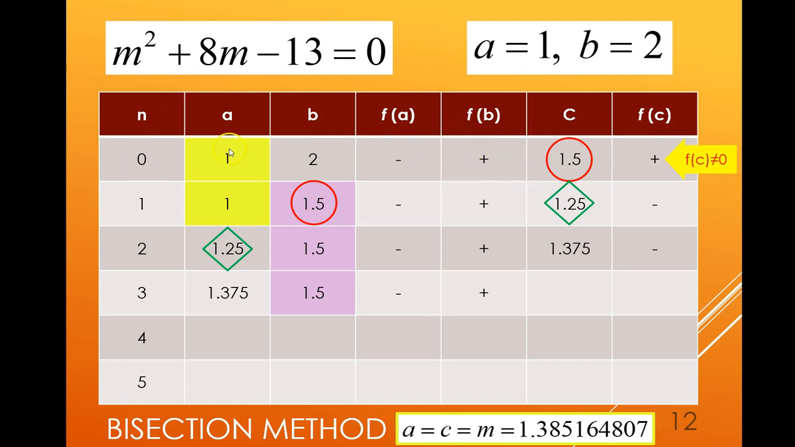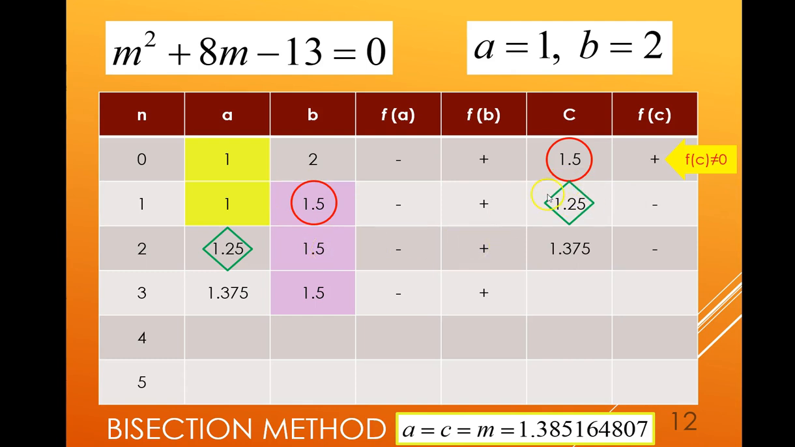So for the one that gave me negative, I'll just copy that, and then the 2, I will disregard that and change it to 1.5. So this one still is negative, this one still is positive, and then I will get the midpoint of these 2, which is 1.25. However, after I plug 1.25 in the given function, it gave me a negative sign. So that means the 1.5 I used earlier will be retained here because it gave us a positive sign.